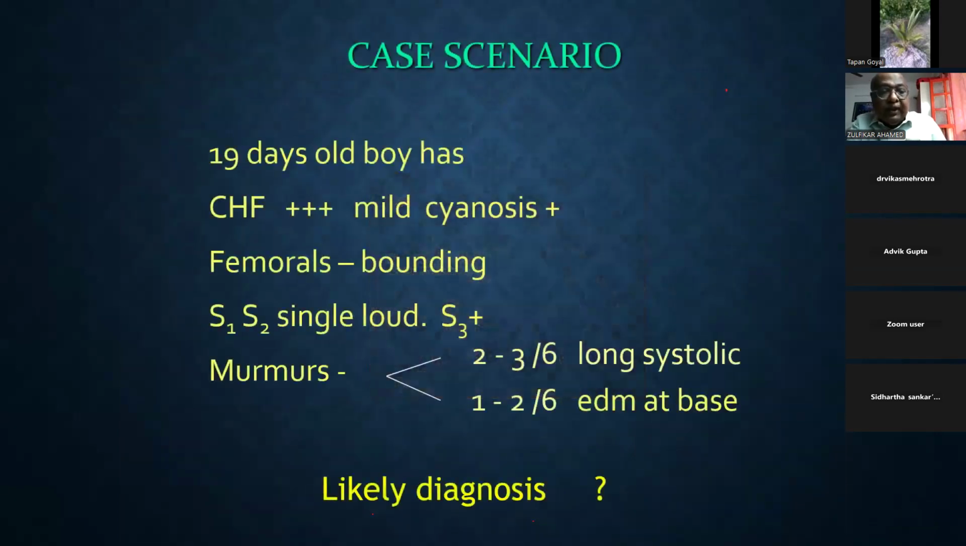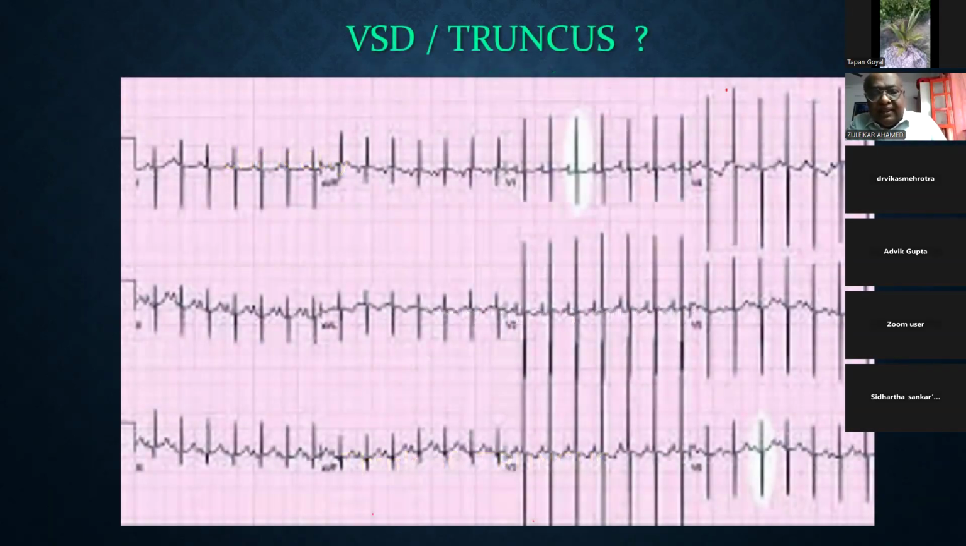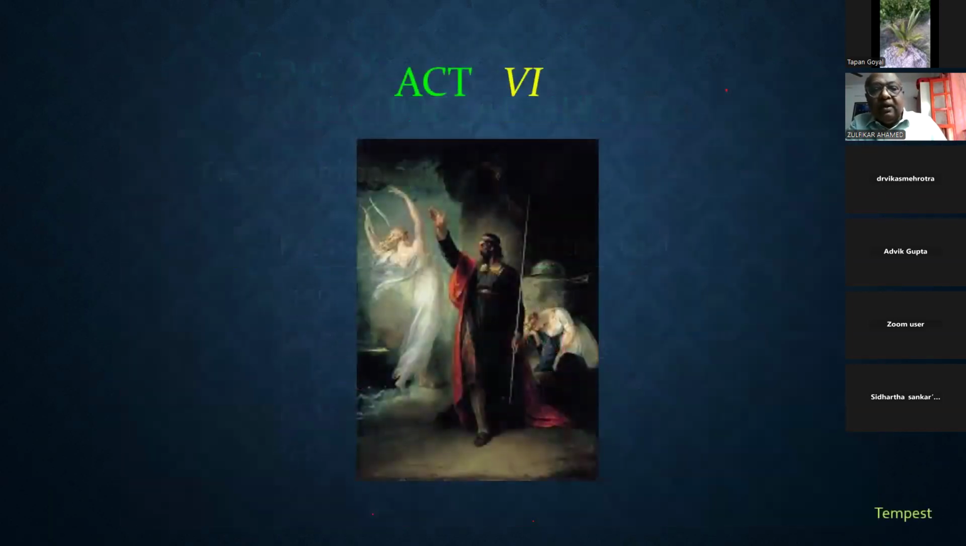This is another 20-day-old baby, again with severe heart failure, mild cyanosis, but femorals are bounding. So you will think that it is basically due to PDA, but there are multiple murmurs, especially the early diastolic murmur at the base. You should always think, if you have a PDA-like picture with a high volume pulse, continuous murmur, or an early diastolic murmur at the base, think of a truncus arteriosus. ECG will be simply showing a biventricular hypertrophy.